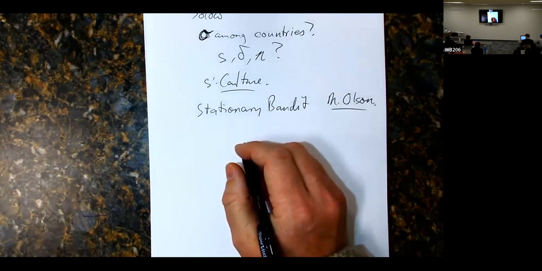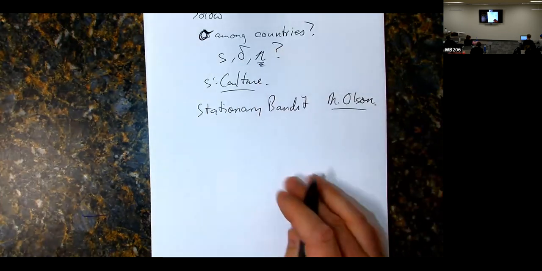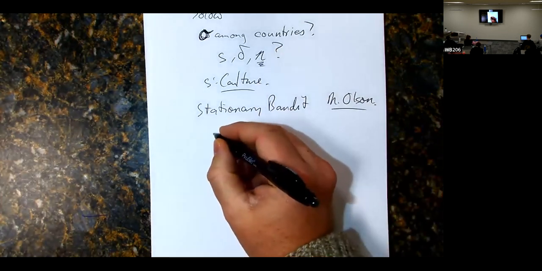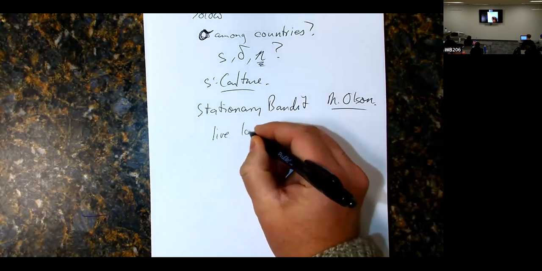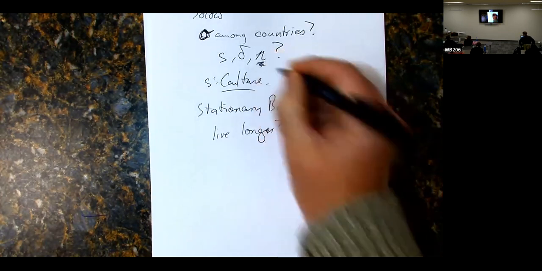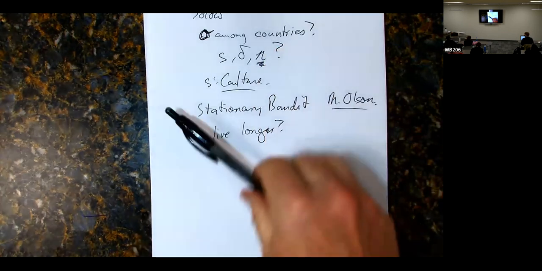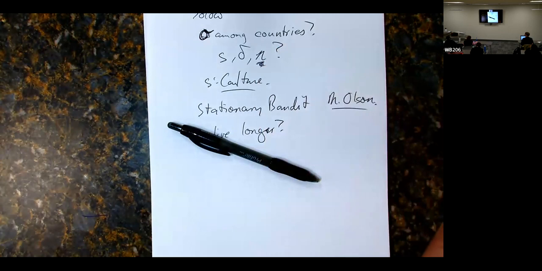Okay, what can we do about changes in population? What happens if people live longer? Population grows. What do I mean by living longer? Well, I could mean the average lifespan changing from 35 years to 70 years.